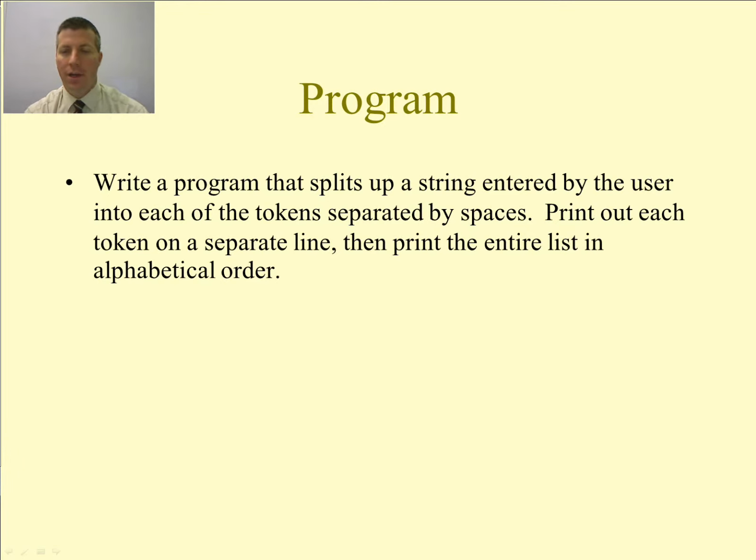Here is our program. We are going to split up a string that is entered by the user into each of the tokens as separated by spaces. So if the user gives us some string that has 3 spaces in it, then we are going to split this up into 4 different strings. We are going to print out each token on a separate line, and then we are going to print the entire list in alphabetical order.